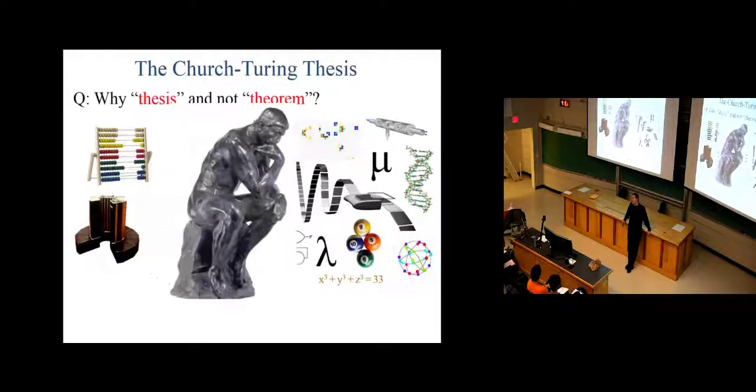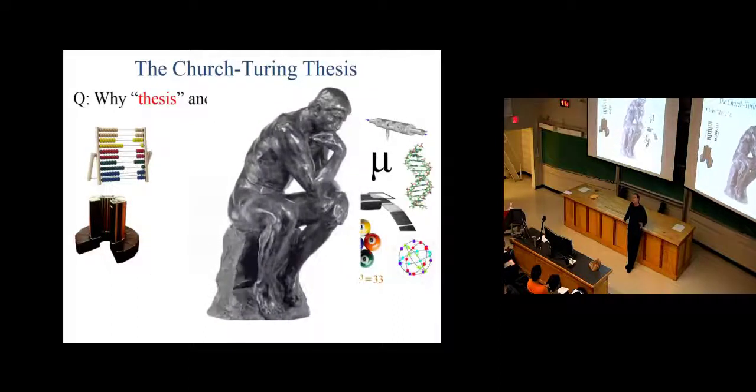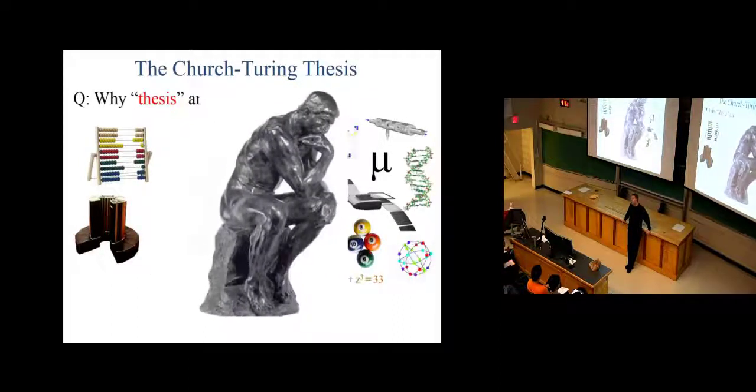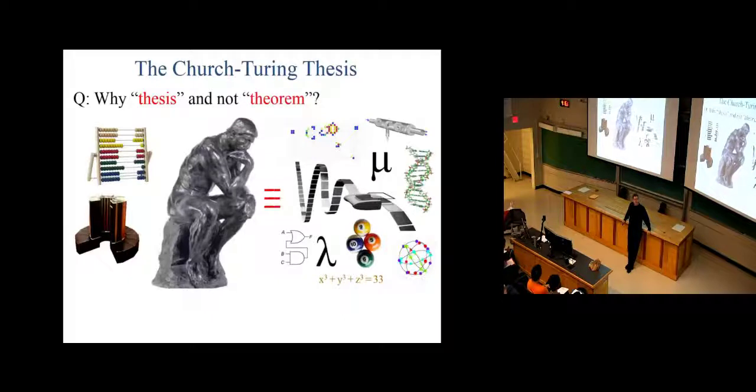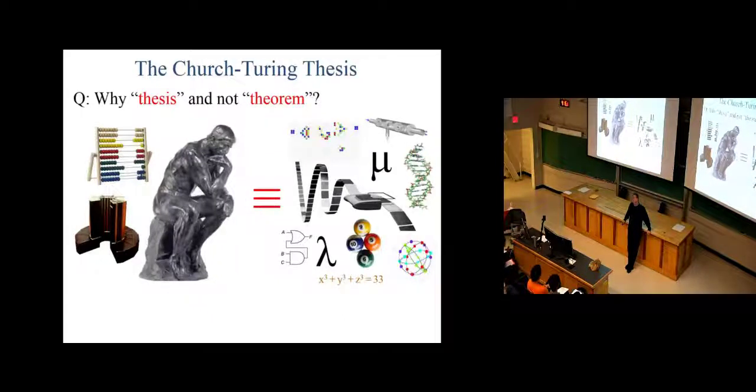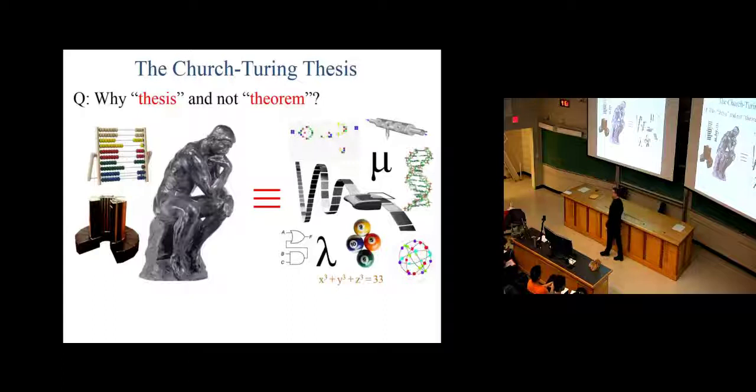And the reason it's called a thesis, not a theorem, is because it's hard to quantify what humans can do exactly. All right. So humans, we sort of think we know what we do when we think and compute and make intelligent observations, but it's hard to quantify that mathematically.